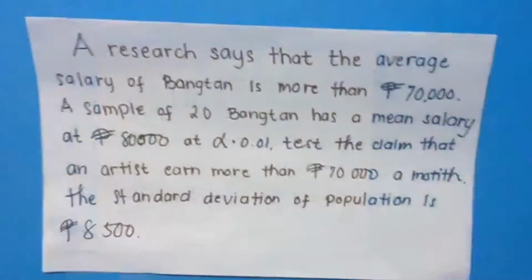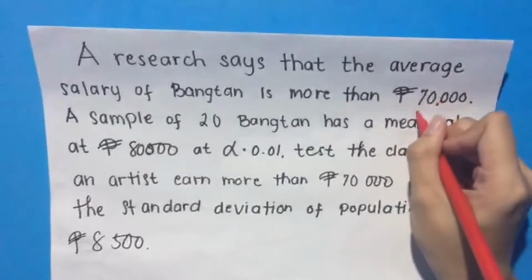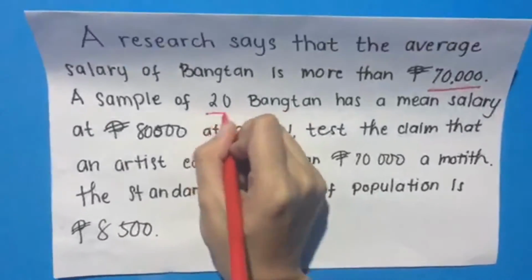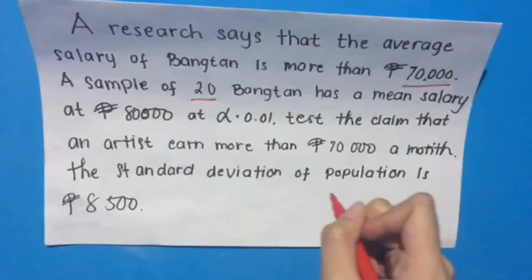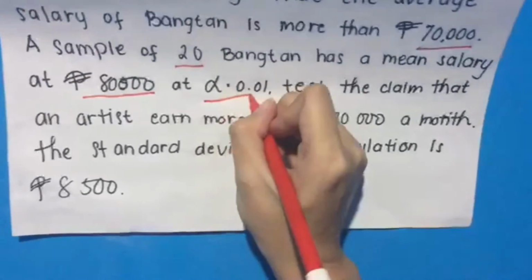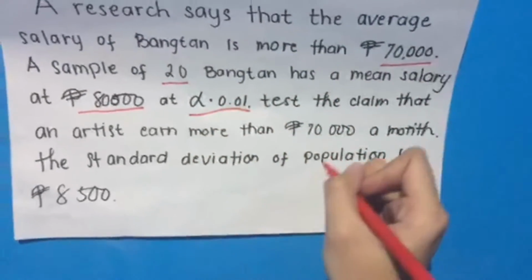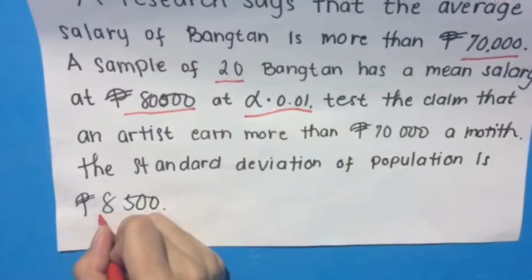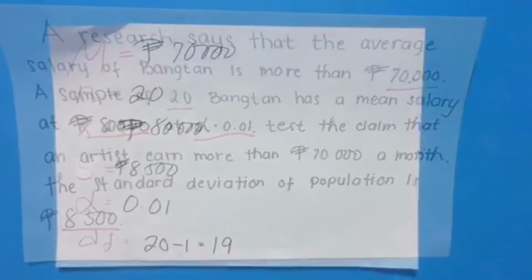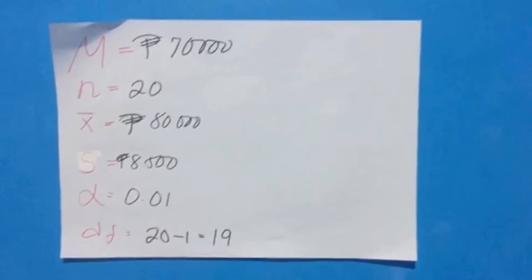Let's first start with the 1 sample z-test. The given are 70,000, a sample of 20 bangtan, and a mean salary of 80,000, and the alpha 0.01, and 8,500 as the standard deviation. So based on our problem, this is our given.